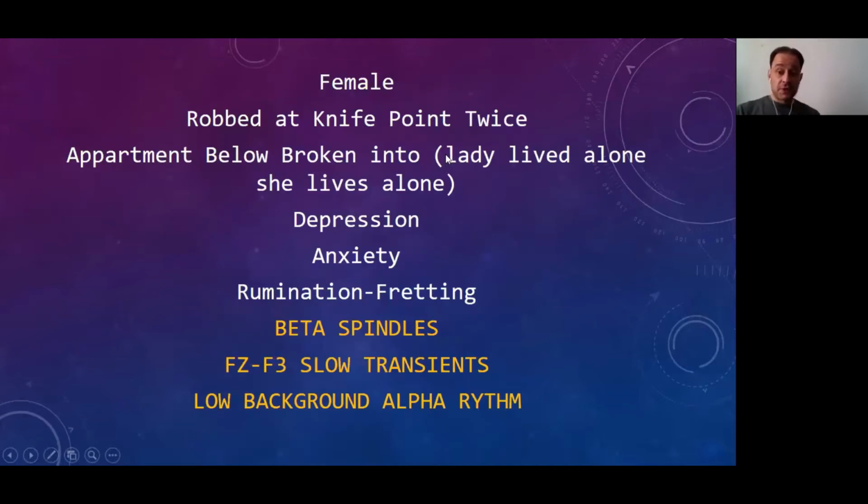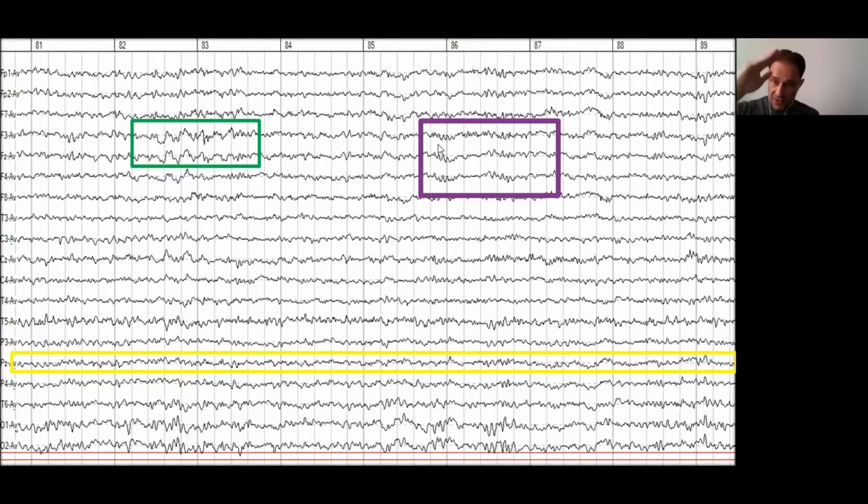This is a different pattern. This is a female, robbed twice at knife point. She had the apartment below her being broken into. The lady who was living in that apartment was alone. She was raped. She was severely bitten. And she got afraid that because she lives alone, that was going to happen to her. And if you see, we have different patterns. We have some beta patterns, which is fast brainwaves for anxiety.